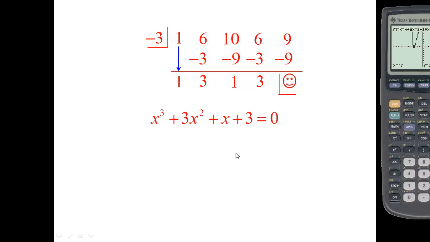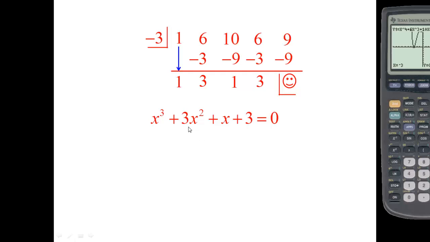Now, what I could do at this point is basically start over. This time my p-value is 3, so my only possible factors would be 1 and 3. My q-value is still 1, so I still have p over q's of positive negative 1, positive negative 3. And I could repeat the process. Or I can realize something. 1 to 3, 1 to 3. We now have 4 terms that have a common ratio in the front and in the back. I don't have to continue with rational root theorem if I don't want to. If I see an easier technique, you are more than welcome to jump to that easier technique. In this case, grouping is an easier technique than the rational root theorem.